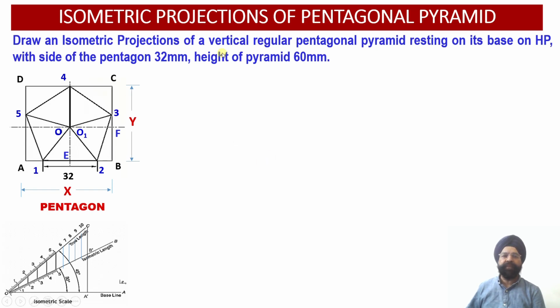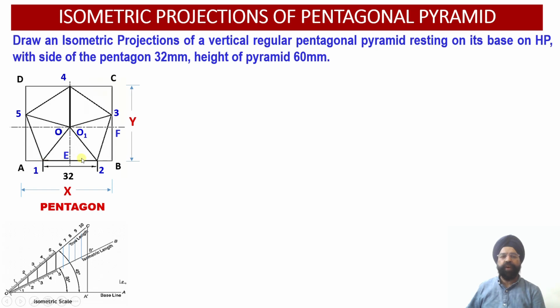So we have been provided with a vertical regular pentagonal pyramid which is resting on its base in the horizontal plane, and the side of the pentagon is given to us as 32 millimeter and the height of the pyramid is 60 millimeter. Now in the case of the isometric projections of a pyramid, this is the base of the pentagonal pyramid.